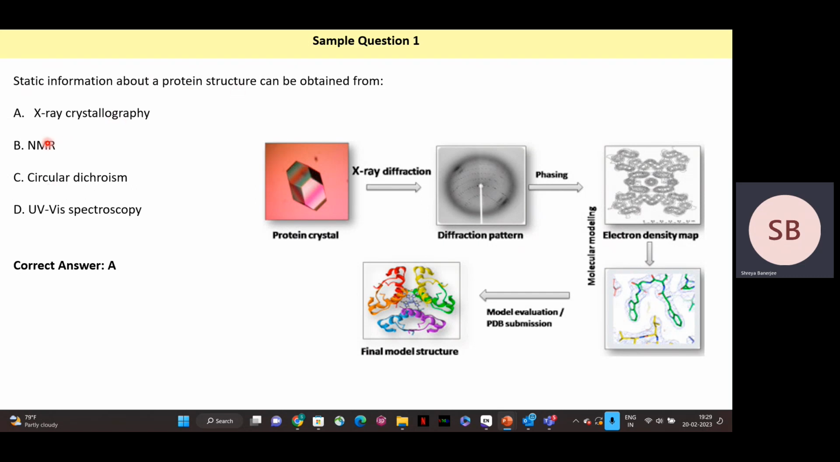On the other hand, NMR, circular dichroism, and UV-Vis spectroscopy are all done in solution. And in solution, the protein can move and have dynamism and rotate in different ways. And so whatever structure you get from NMR, CD, or UV-Vis spectroscopy is basically an average of all the conformations adopted by the protein. And so that is dynamic information.